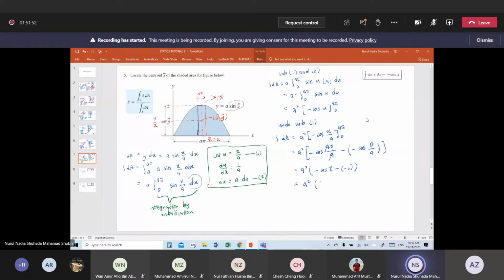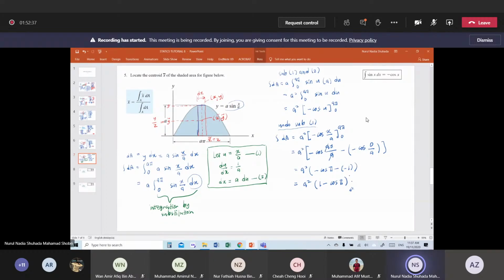Do you guys have any questions up until here? For integration of dA, we use integration by substitution, where you let x over a be equal to u. You substitute equations 1 and 2 into the integral, and once you finish integration, you undo the substitution. Then you will get a squared times the bracket 1 minus cos pi.